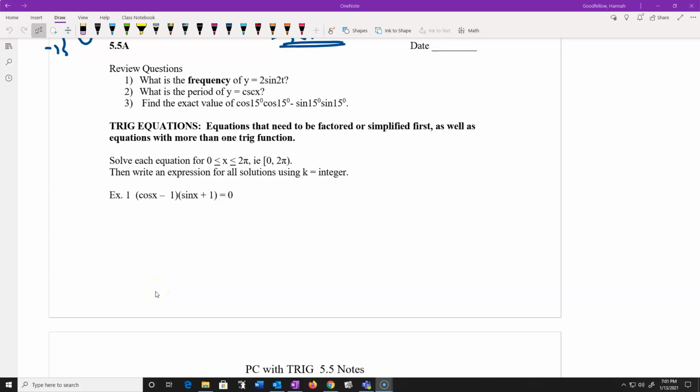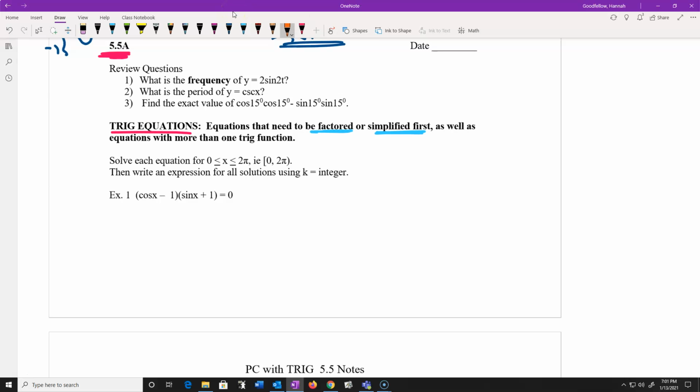All right, we are going to start a second video for 5.5, and this one's going to be related around 5.5a. The trig equations that we're going to be focusing on today are ones that fall underneath this category listed right here. So equations that may need some factoring or possibly some simplification first.